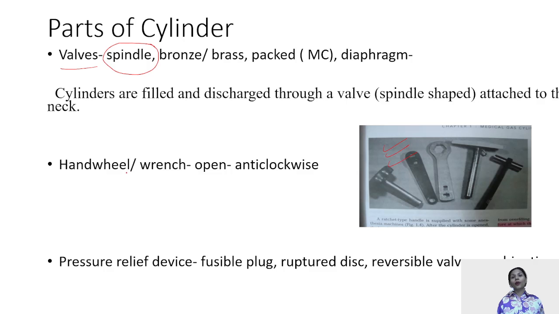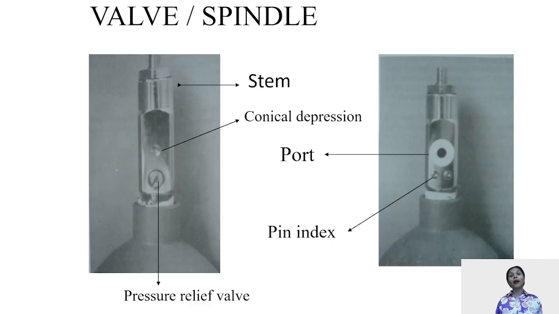Then when we talk about the cylinders, every cylinder valve has certain parts. This is the valve or the spindle. Please see the image very carefully. This is the back of the valve and this is the front. By front, I mean that this is the part of the cylinder that is going to attach to your anesthesia machine. Just look at the parts.